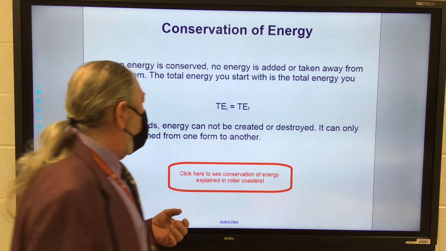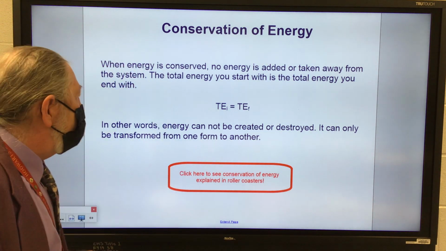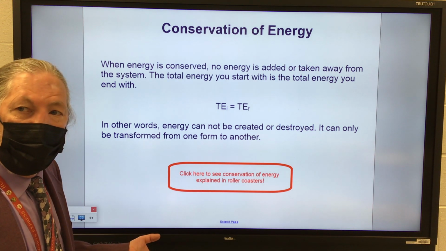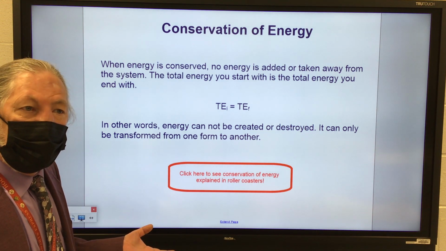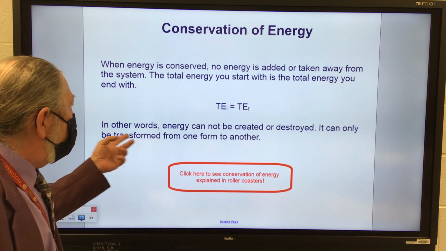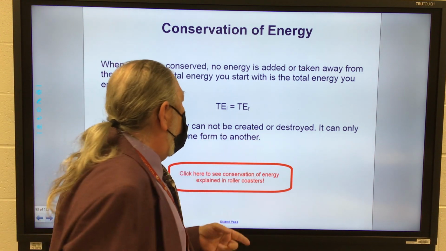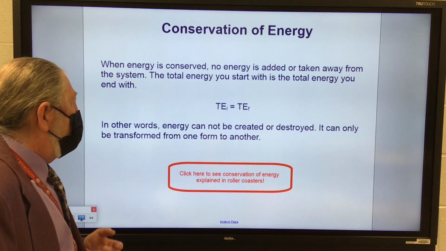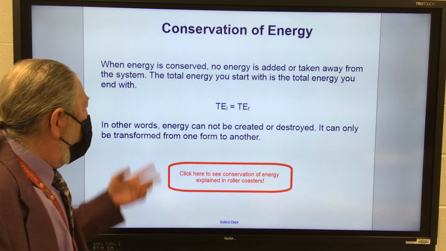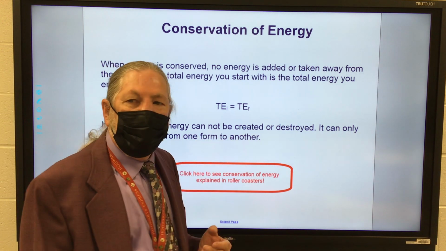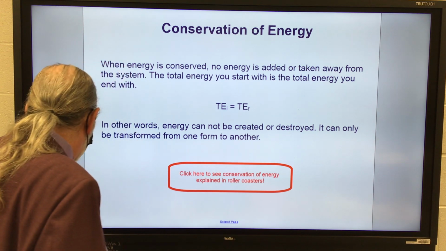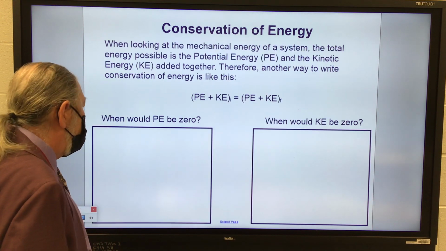So in other words, energy cannot be created or destroyed, and that's the essence of the law. That's essentially what the law of conservation of energy says. It says energy cannot be created or destroyed. It can only be transferred or changed from one form to another. Okay, does that make sense? All right, we're going to move on here.